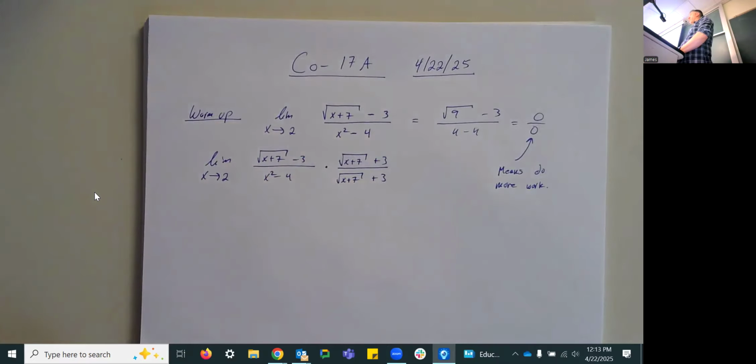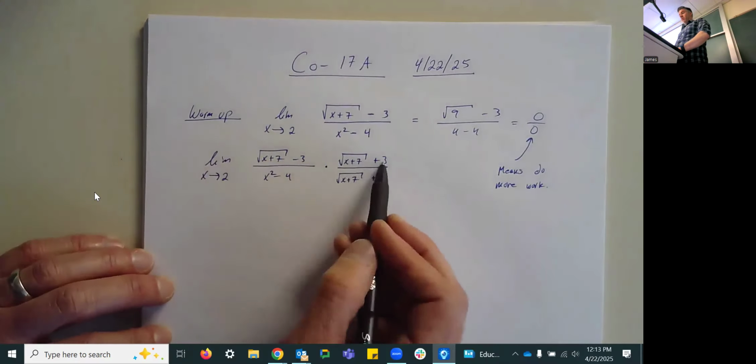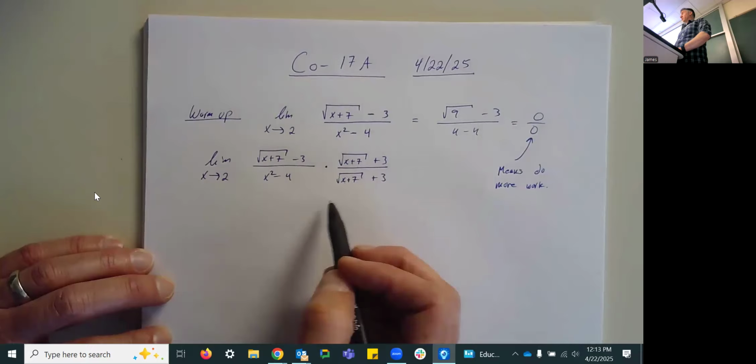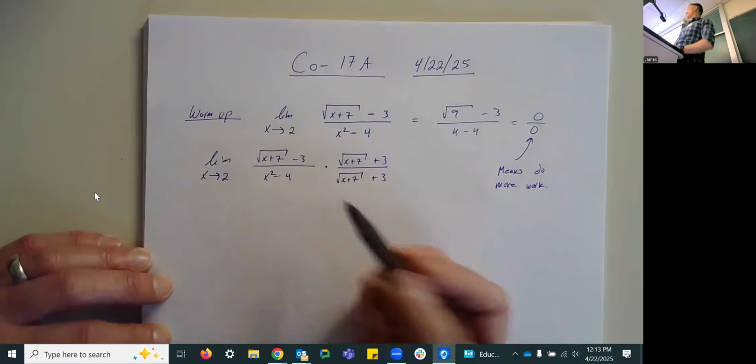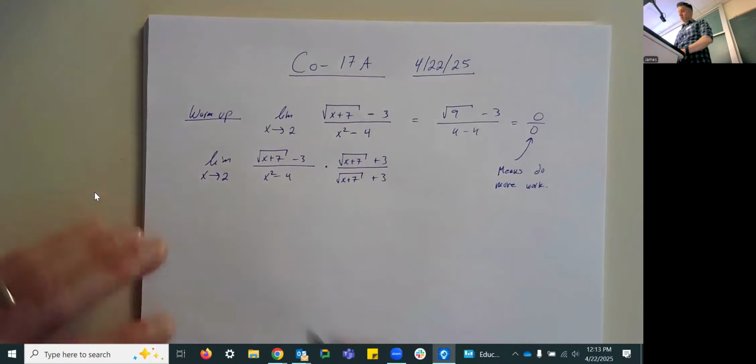Because we're only allowed to multiply by 1, right? We can't change the value of this. I'll point out, technically, if you plugged in 2 for x over here, you'd have square root of 9 plus 3 over square root of 9 plus 3, which is 3 plus 3 over 3 plus 3, which is 6 over 6, which is 1. So we're just multiplying by 1, but it's going to make it easier to see what's happening here. Probably is going to allow us to cancel out some problematic factors.